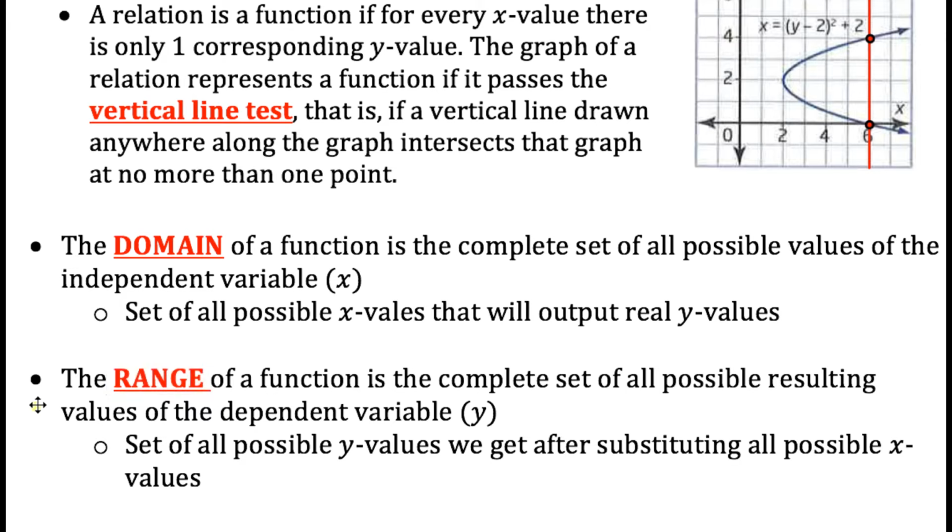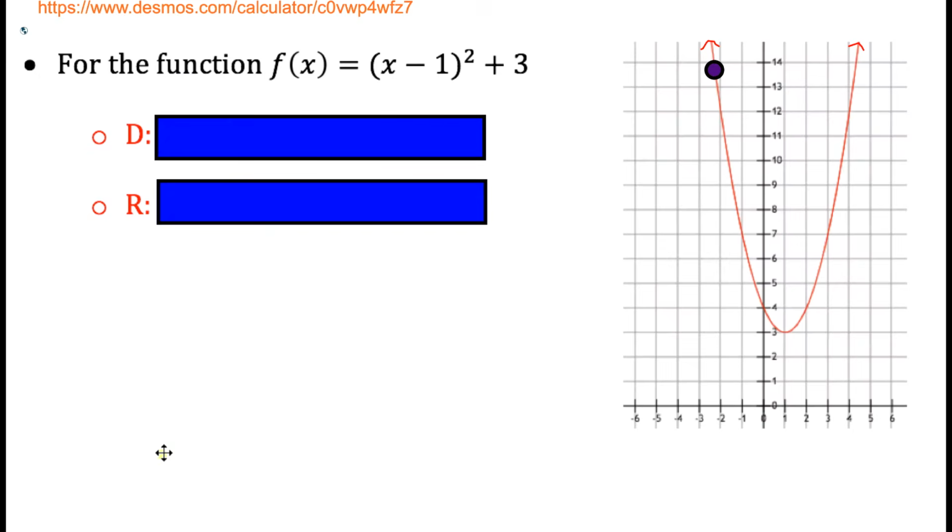The range of a function is the set of all possible resulting values of y. So it's what outputs can you get the function to give you. And if we're thinking graphically, we're thinking about where the function exists vertically. So let's do a quick example reviewing domain and range.